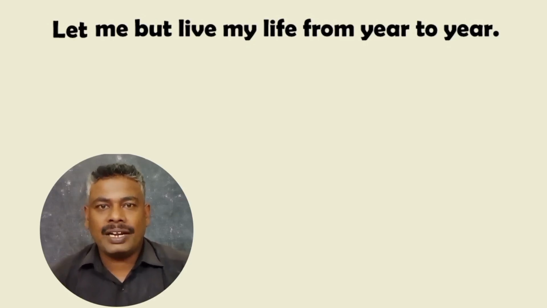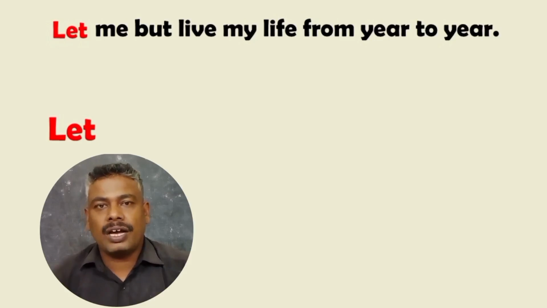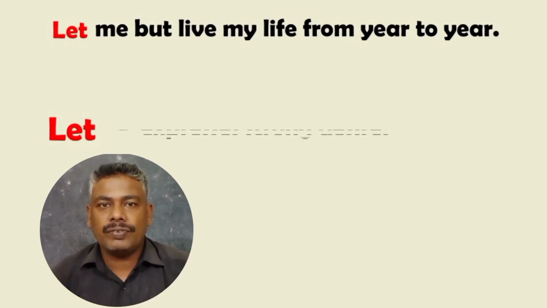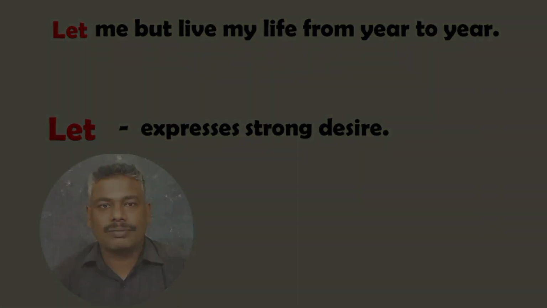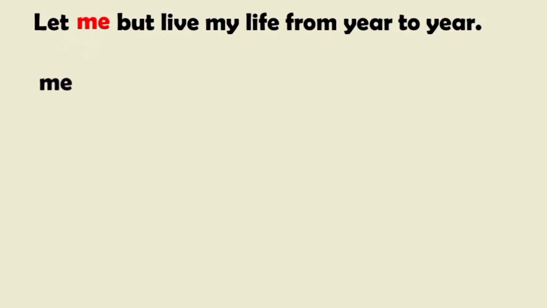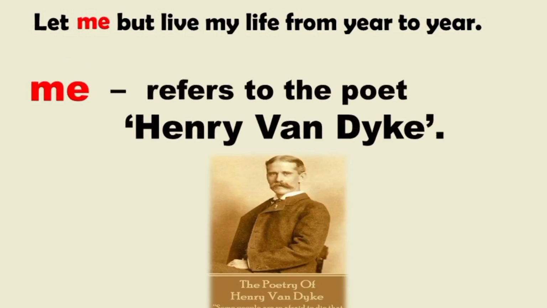I tell that by analyzing the opening word of the poem, let. Generally, let is used to allow someone to do something or allow something to happen. But here, the word let is used to express a strong desire or wish. The opening word clearly states that the poet is not seeking permission from anyone but expresses his strong wish on something. Me. The pronoun me refers to the poet Henry Van Dyke. That means the poet himself is the speaker in this poem.